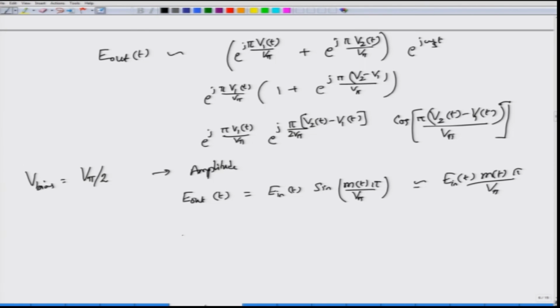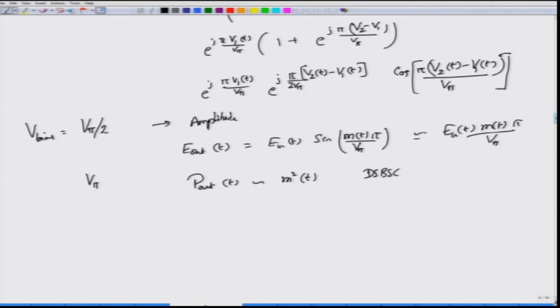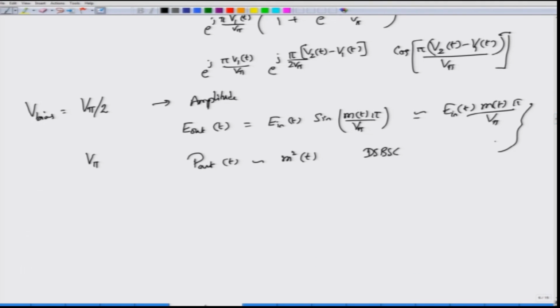Okay. You can bias this at a different region. So, say you can bias it at V pi, and in that case your output power will be very nearly equal to m square of t. This corresponds to what is called double sideband suppressed carrier modulation. So, these things I will give as an exercise because it is simply coming up with them together.